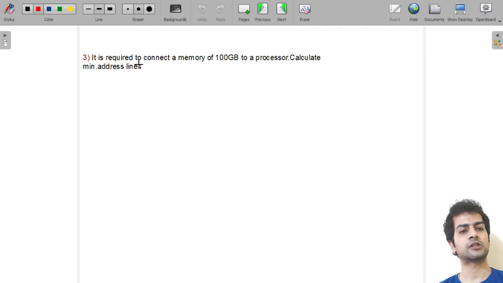Now coming to another question. Here also the total memory connected with the microprocessor is given, 100 gigabyte. Now we have to calculate the number of address lines. So we very well know the formula: 2 to the power n is equal to big N. Okay. So now 100 gigabyte.